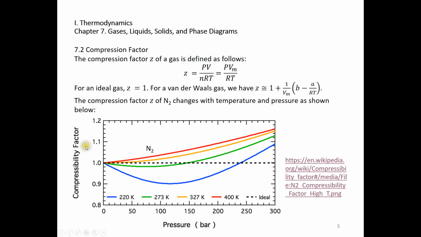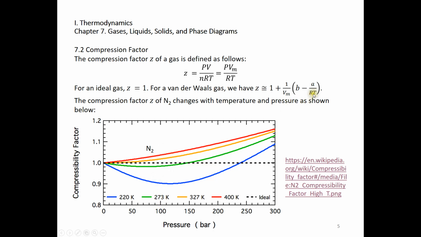So you can see Z is actually a function of pressure. With a different pressure, you have different Z values. It's also a function of temperature. We have 4 different temperatures, and we have 4 different curves of Z with respect to pressure. So even if we have the same pressure, for example 100 bars, we have 4 different values for Z. These 2 are below 1, these 2 are above 1.